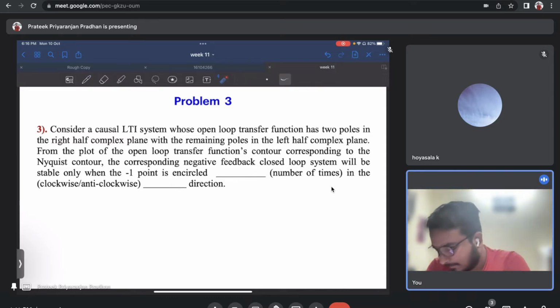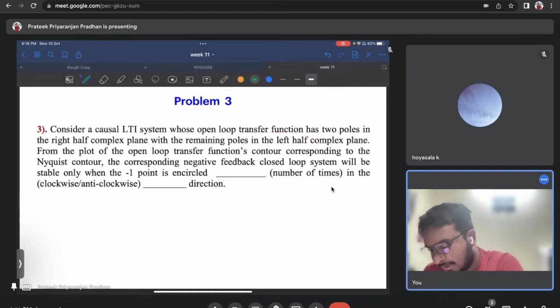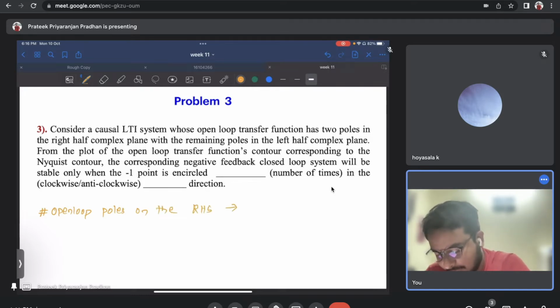The question says, an LTI system has an open loop transfer function with two poles in the right hand side of the complex plane. So from the question directly we have the number of open loop poles on the right hand side is 2. That means the number P is equal to 2.